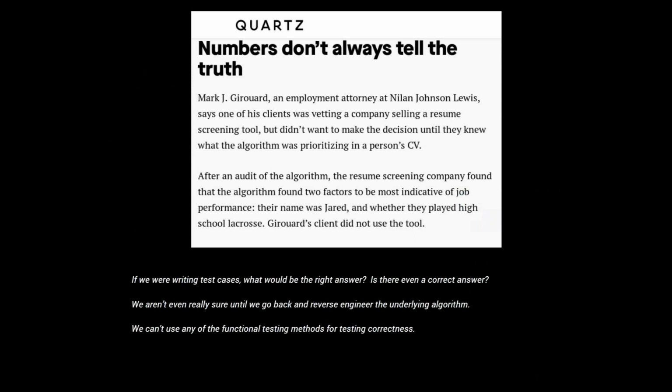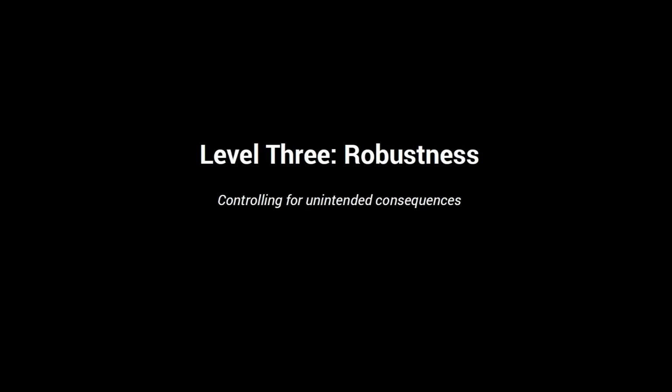And so again, we take a look at this. What is the right answer? What should it be? Well, we know it's not that your name is Jared and you play lacrosse, but what is it? Well, we don't know. So we've got a problem trying to apply this. When we talk about what is correctness in machine learning, we don't know.